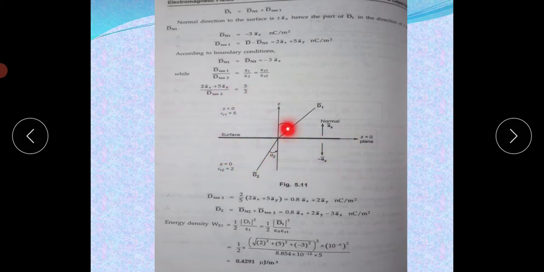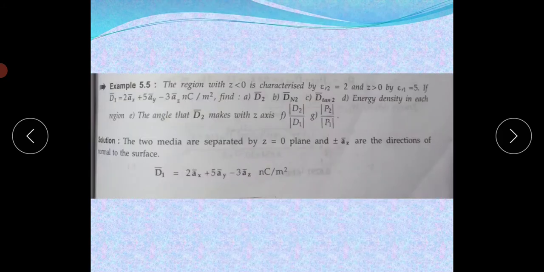So D1 bar is given. Now we have to find D2 bar, Dn2 bar, Dtan2 bar, the energy density, D2 by D1, and finally P2 by P1, by using boundary conditions. Here epsilon r1 and epsilon r2 are given. These are two different values and they are not equal to 1. So it means these are two different dielectric materials.